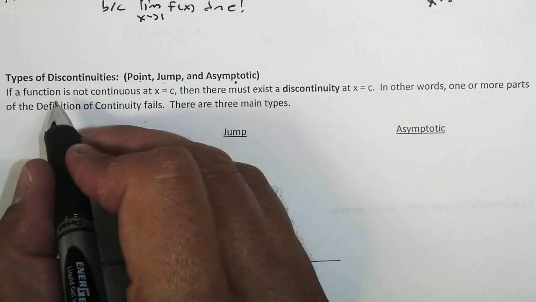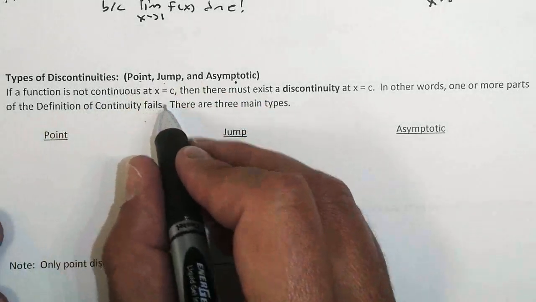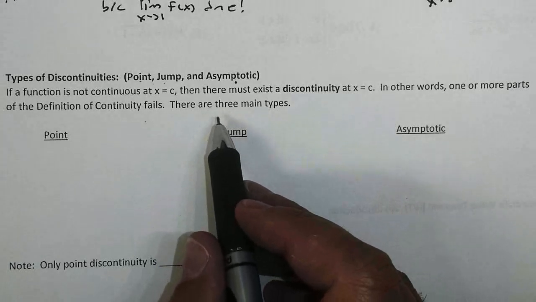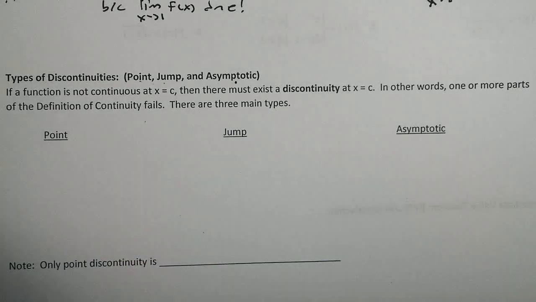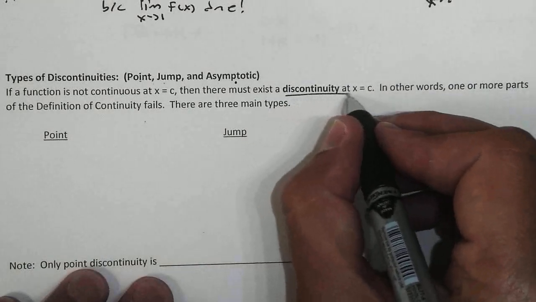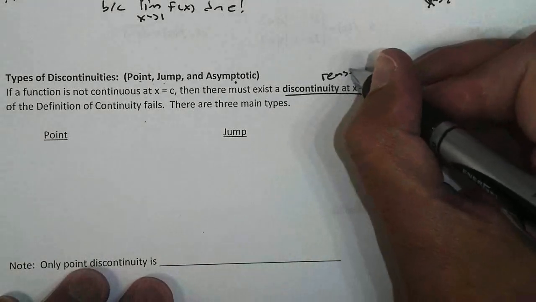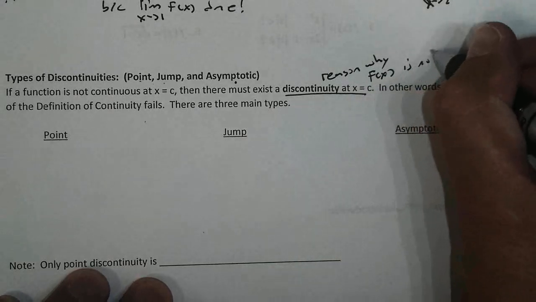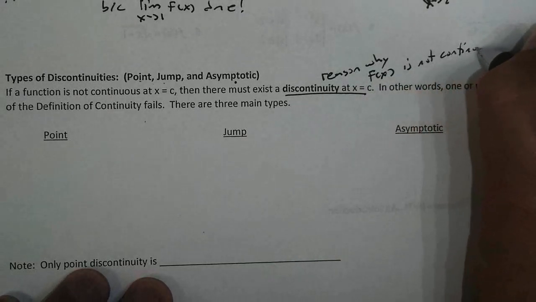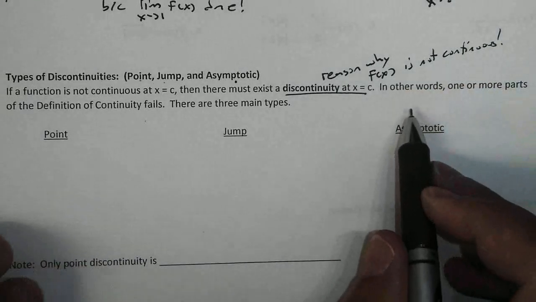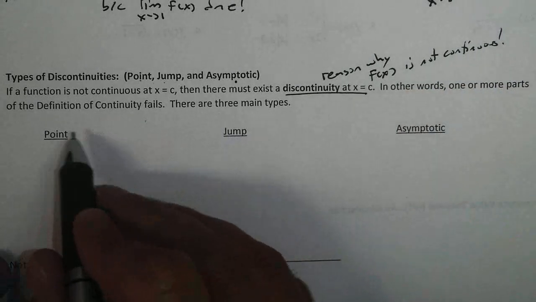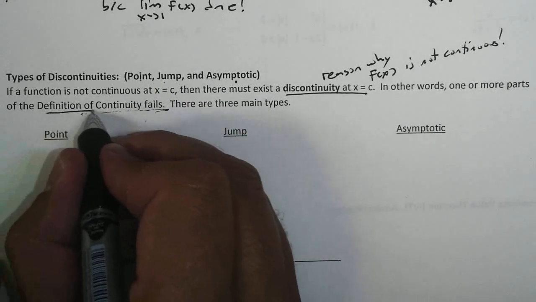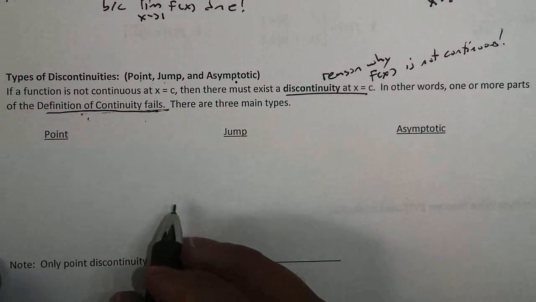So if a function is not continuous at x equals c, then there must exist a discontinuity at x equals c. In other words, there is a reason why f of x is not continuous, and that's what we're looking to find here. In other words, one or more parts of the definition fails. And we're going to talk about that. This is on a quiz and on a test, about the failure of continuity.